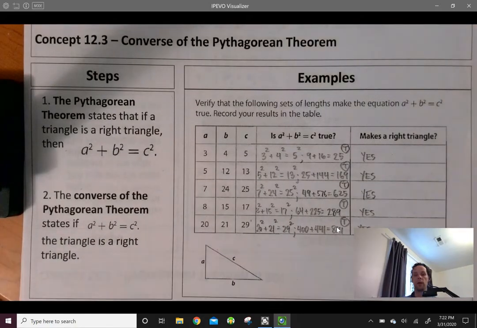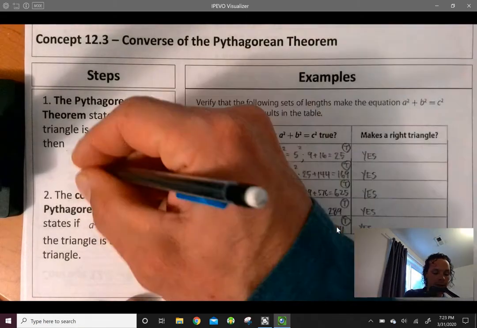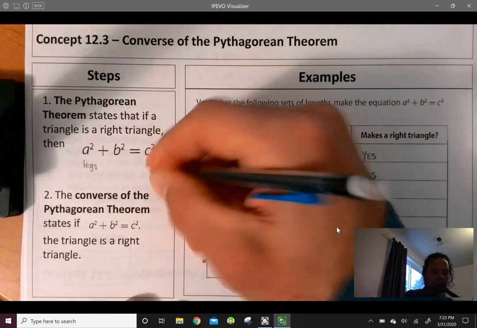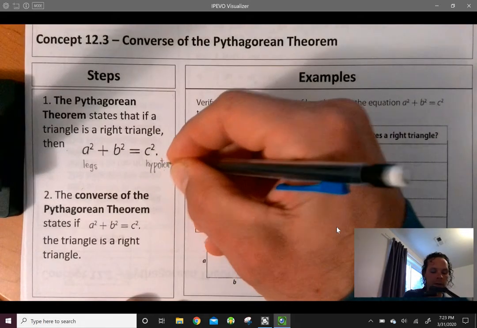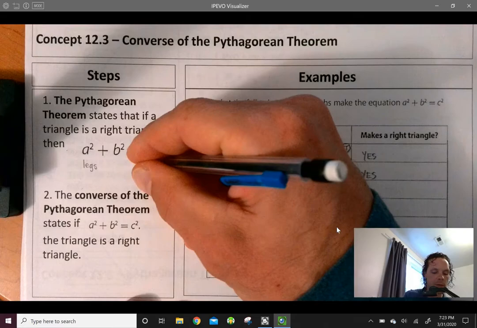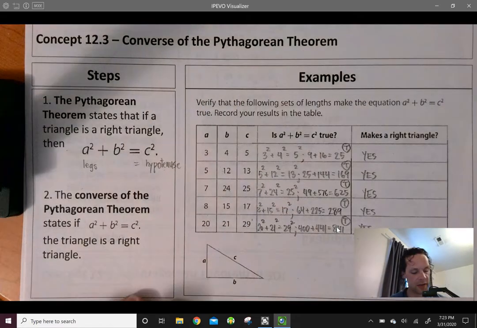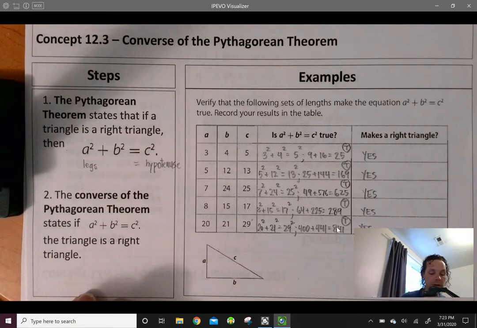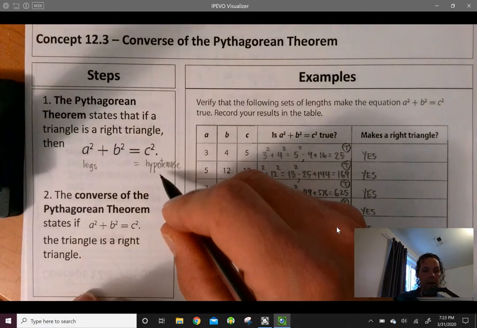All right? So the Pythagorean Theorem once again states that if a triangle is a right triangle, that means it has a 90-degree angle, one of its angles is 90 degrees, then a squared plus b squared equals c squared. Okay, again, let's remember that a and b, we call these legs, and c, we call this the hypotenuse. Right? So the two legs, the sum of the squares of the legs is equal to the square of the hypotenuse. The hypotenuse is the long side that is opposite of the right angle in the triangle.